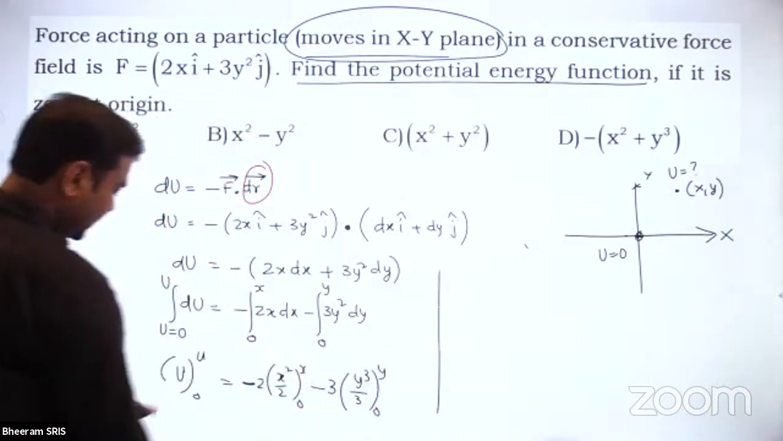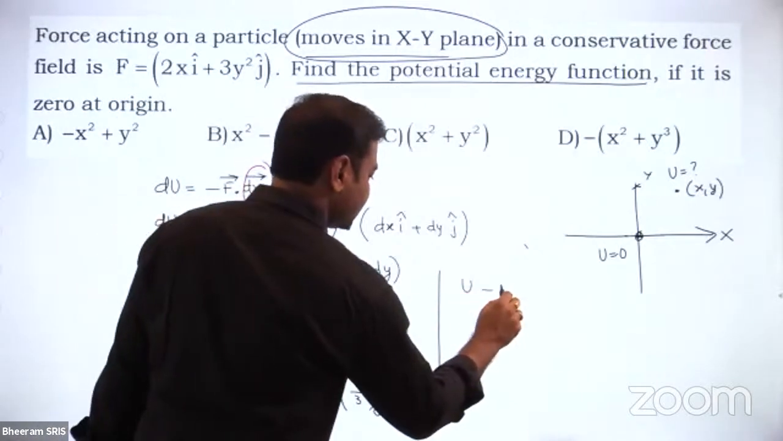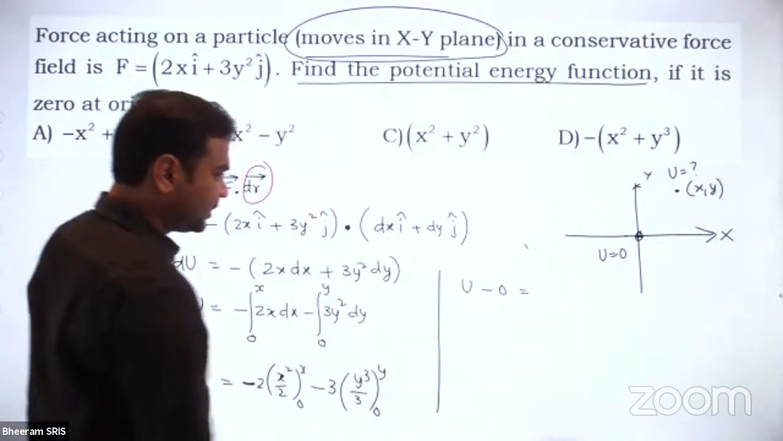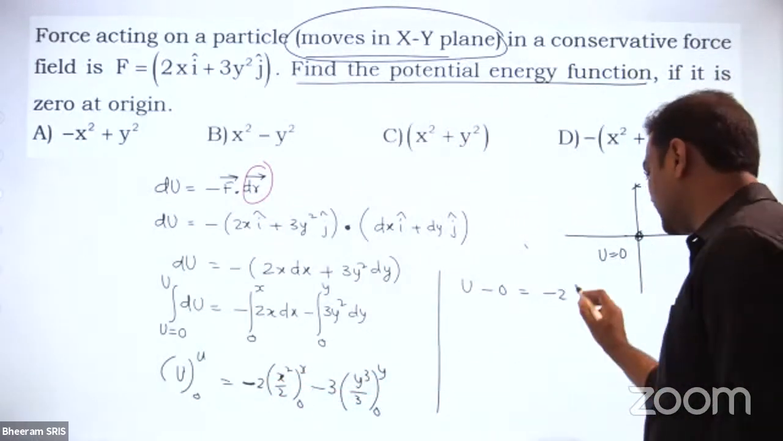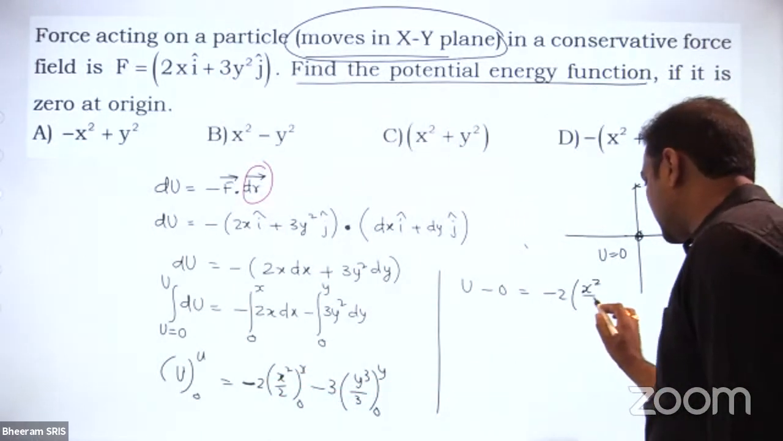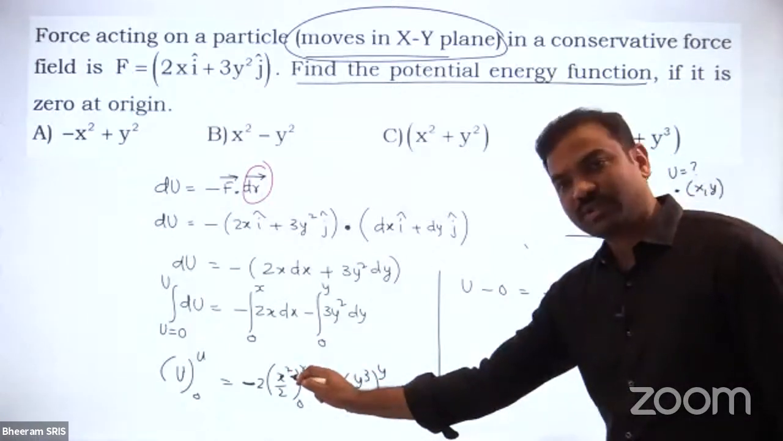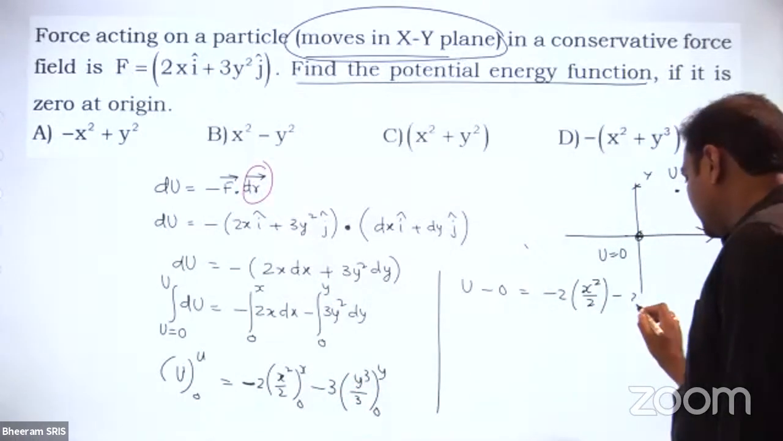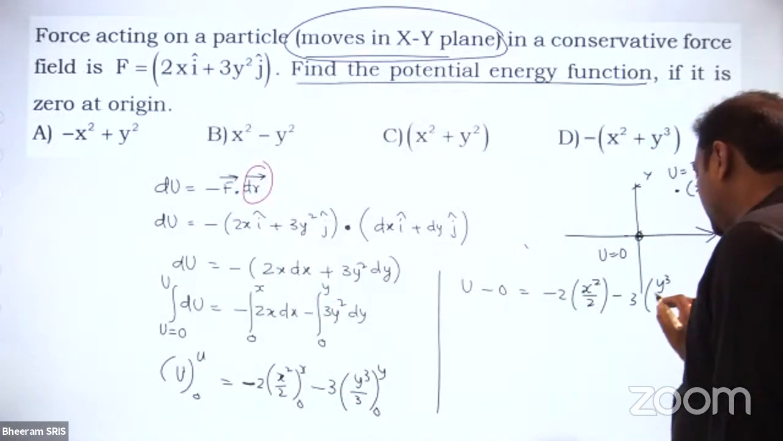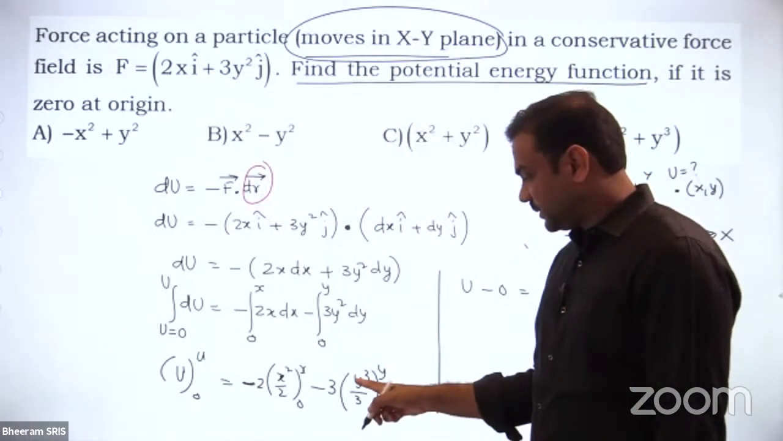So finally, what is the value you'll get? In the place of variable, upper limit u minus 0 lower limit, minus of 2 into x square by 2 (the 2 can cancel out also, if you want). In the place of x, x minus in the place of x 0, lower limit will be 0. So minus of 3 into y cube by 3. Now keep in the place of y upper limit minus in the place of y lower limit.